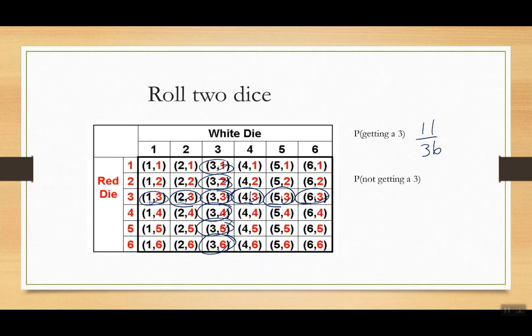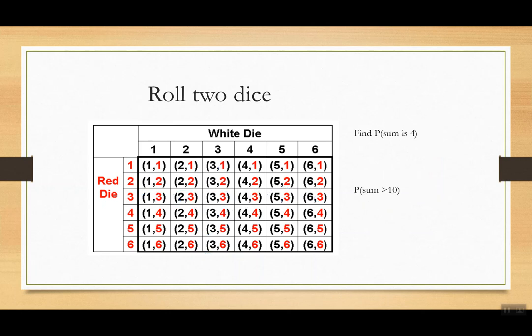Now, this is nice because the next question says, what's the probability of not getting a 3? That'll just be the opposite. So using the complement rule, I say 36 minus 11 is 25. So 25 over 36 is the probability of not getting a 3.